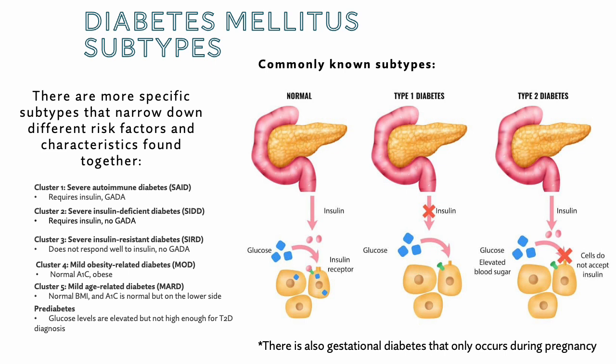causing elevated blood sugar. More recently, studies have been able to narrow down these subtypes even further, grouping individuals who have similar insulin resistance and/or deficiency, body types, or other similar characteristics. These include MOD, MARD, SAID, SIDD, and SIRD. They vary in cause, severity, and response to treatment.